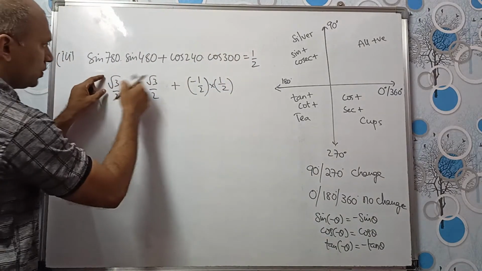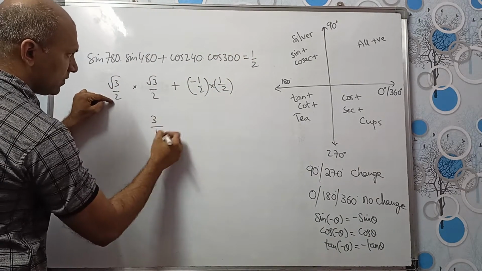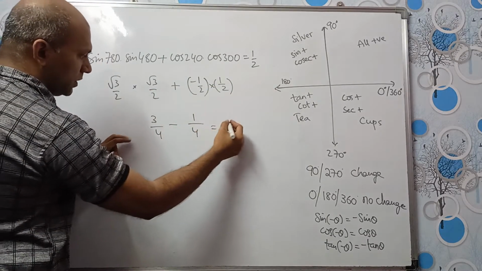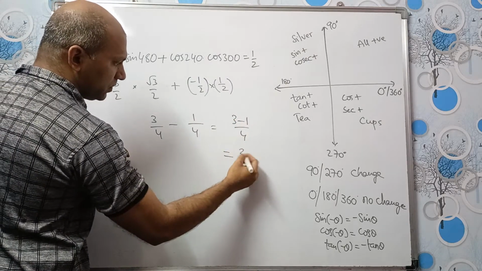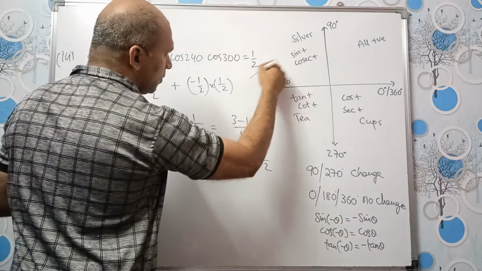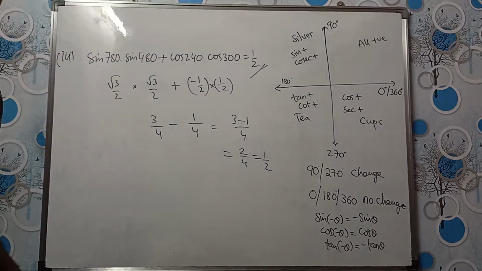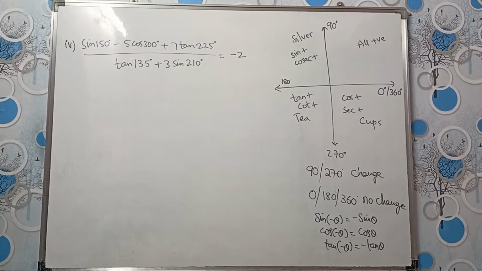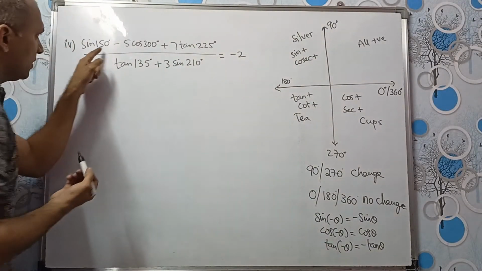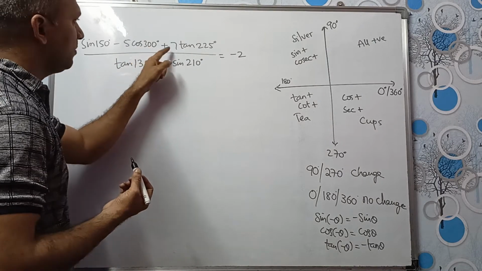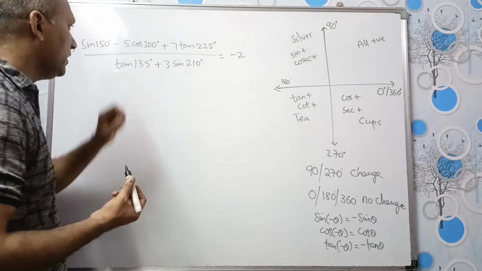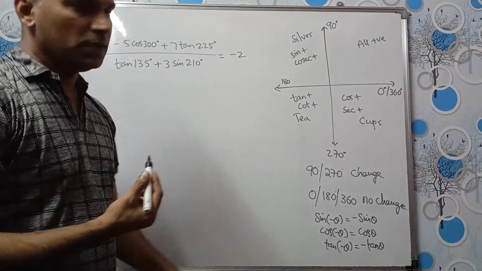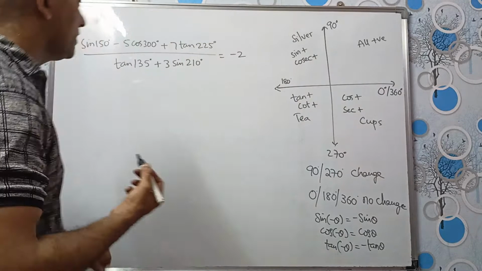Now root 3 times root 3 is 3, 2 2s is 4. Plus into minus, minus 1 by 4, 2 2s are 4. So this will be 3 minus 1 by 4, 2 by 4, this will be equal to 1 by 2. We needed to prove 1 by 2, right? I hope this is clear. Okay, sine 150 degrees minus 5 cos 300 plus 7 tan 225 divided by tan 135 plus 3 sine 210 is equal to minus 2. We should prove that this whole thing is equal to minus 2.